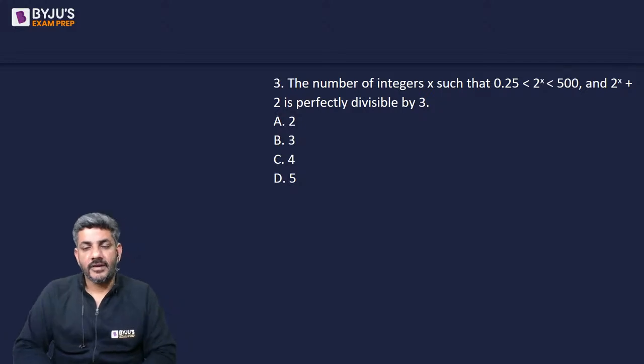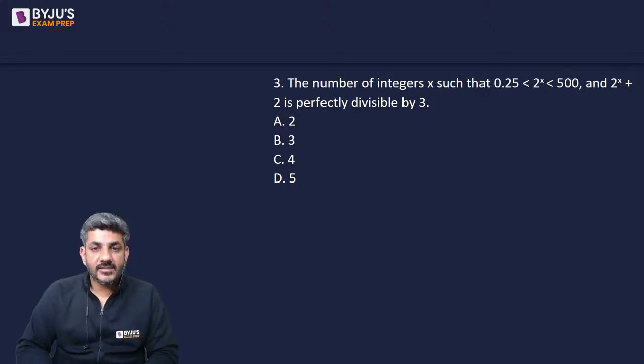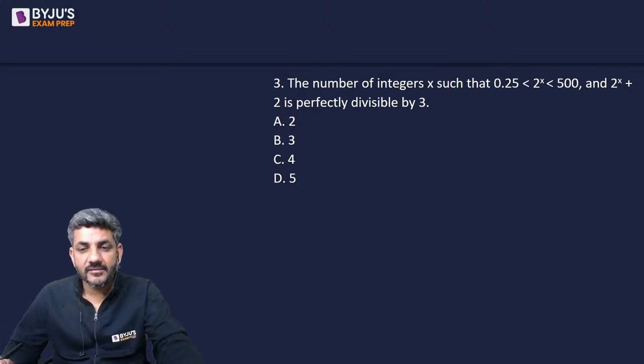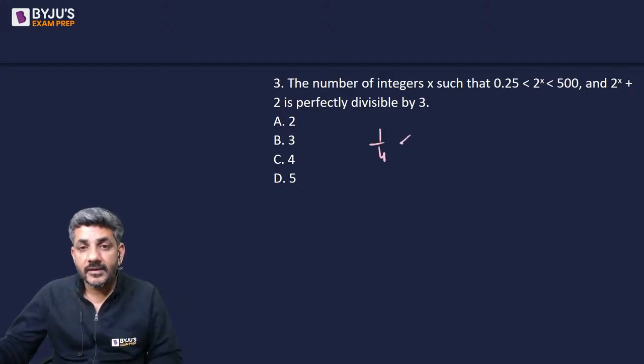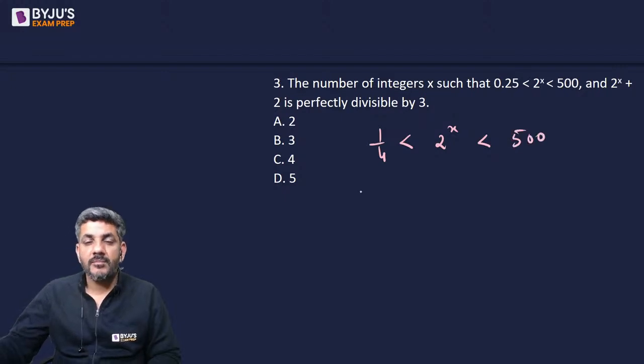Okay, let's start solving it. The number of integers x such that 0.25 is less than 2 to the power x, and that's less than 500, and 2 to the power x plus 2 is perfectly divisible by 3. Let's have a look at this. Now 0.25 is 1 by 4. It is less than 2 to the power x, which is less than 500. Now 1 by 4 is 2 raised to the power minus 2. It is less than 2 to the power x, and 500.